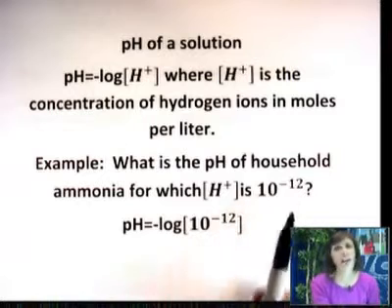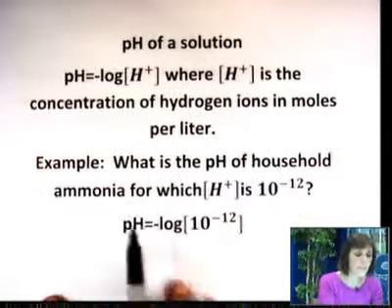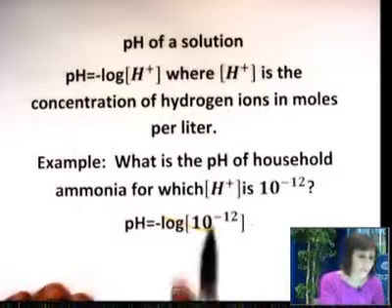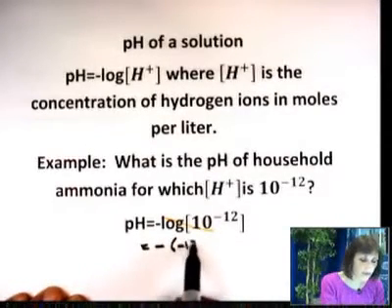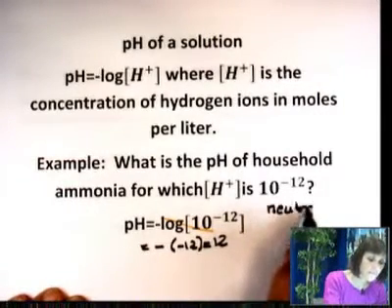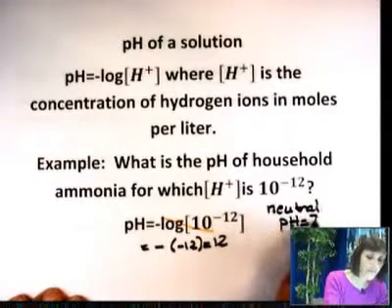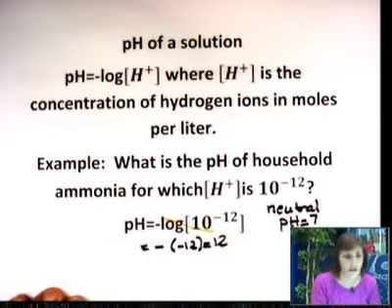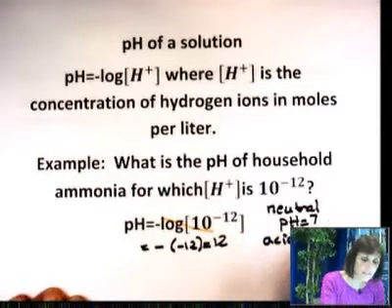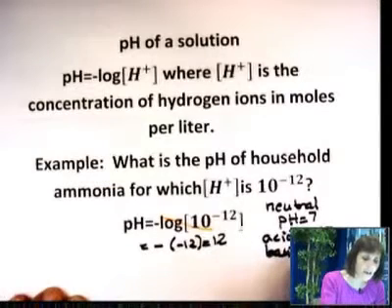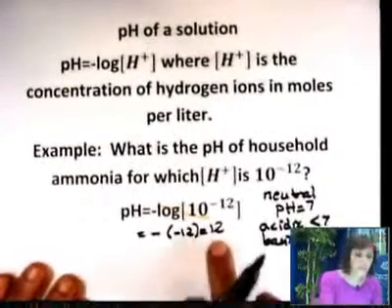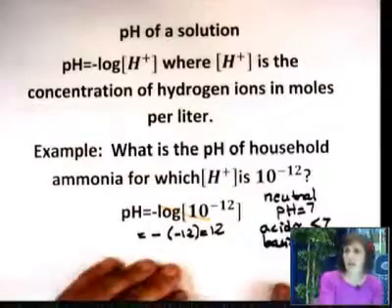If they say nothing, just assume it's moles per liter. All you have to do is put in the formula, negative log of 10 to the negative 12. I know these two are inverses of each other, so you have negative of negative 12, which is 12. If you have neutral concentration, your pH is going to be 7. If you want it acidic, more acidic stuff in it, that's going to be less than 7. And basic, like ammonia, it's going to be more than 7. All right? So this is pretty basic, ammonia.